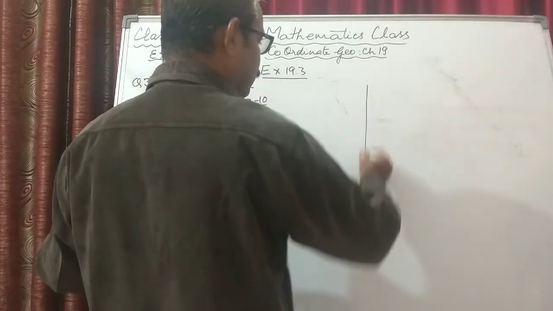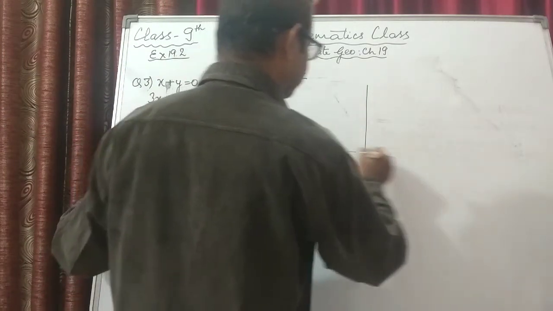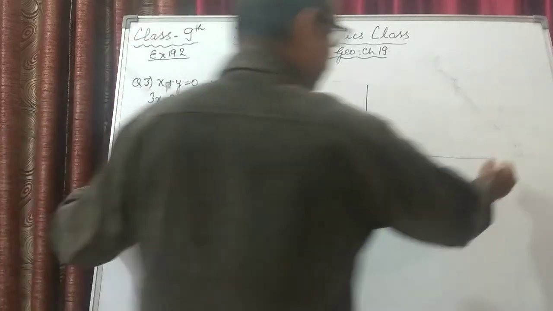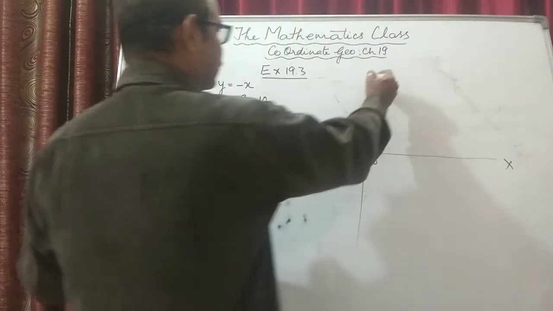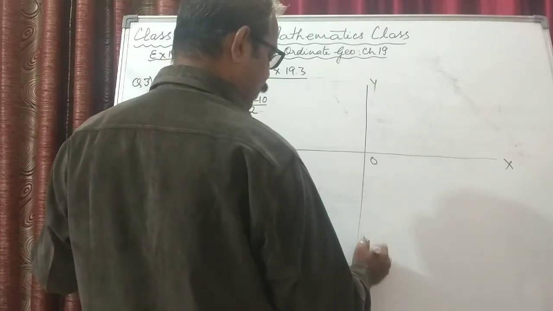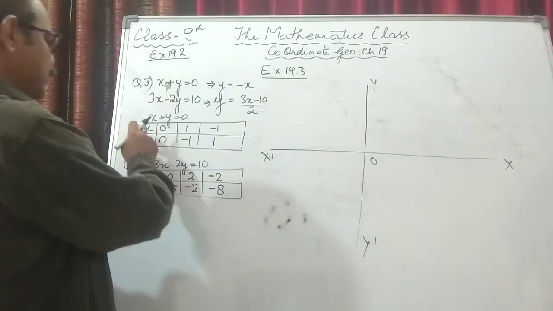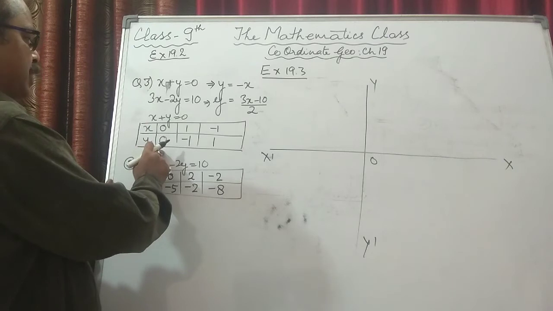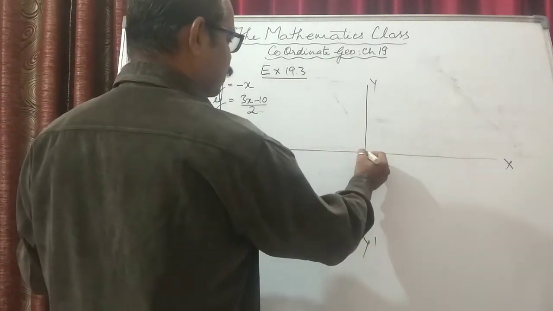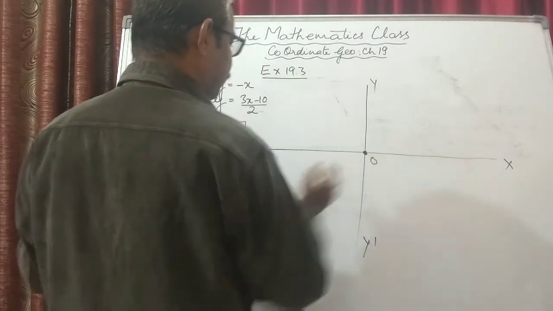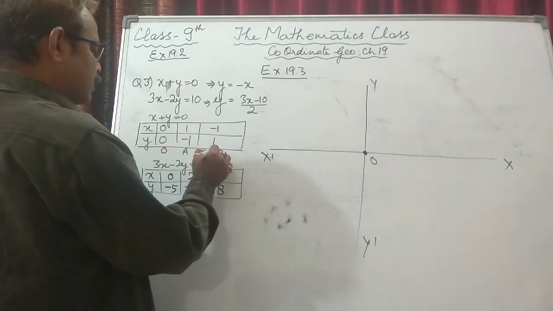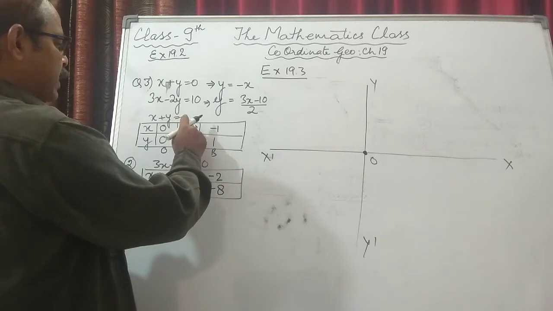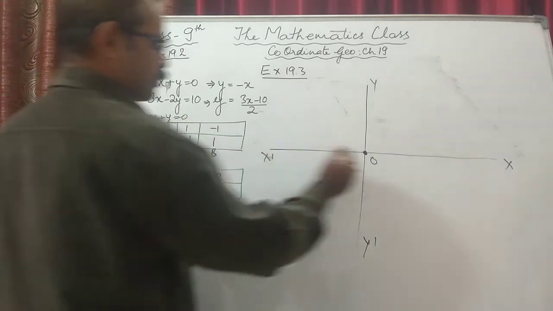Now we will draw the graph. So this is my x dash x axis, this is my y dash y axis. First we will plot the points of the first equation. At x equal to 0, y is also equal to 0. So this is my first point, I am marking it as O. Second will be A, third will be B. At x is equal to 1, y is minus 1.